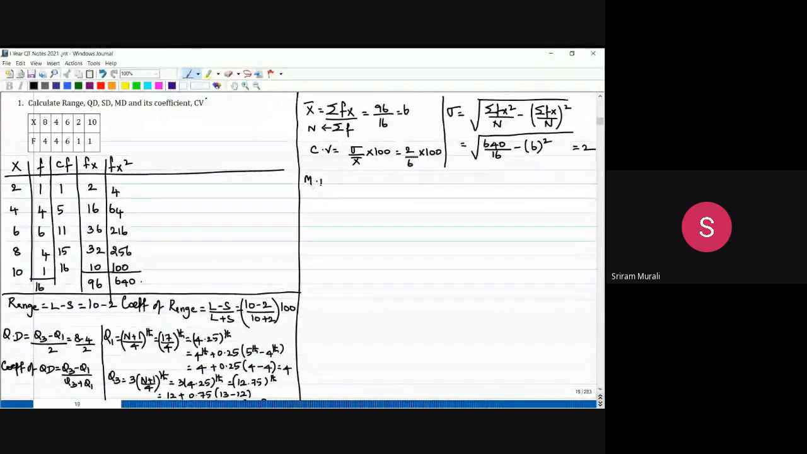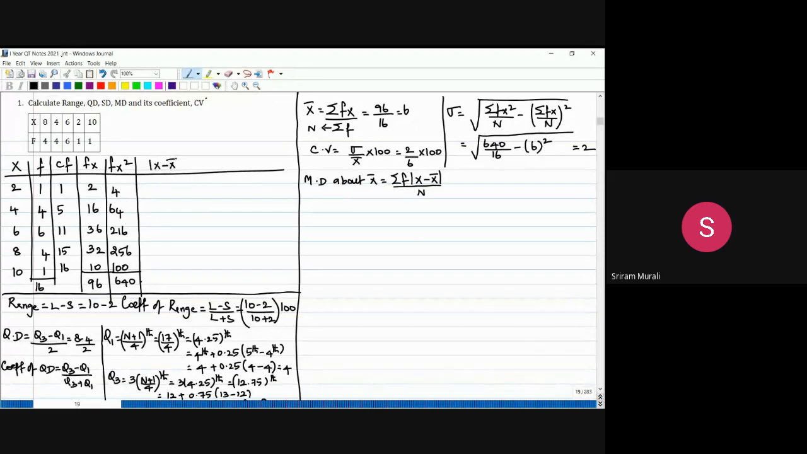What is the next thing we want to find? Mean deviation about mean. The mean deviation about mean formula will be sigma f into modulus of x minus x bar divided by n. This is the formula for the discrete case. So first, what I want to do is find what is x minus x bar.